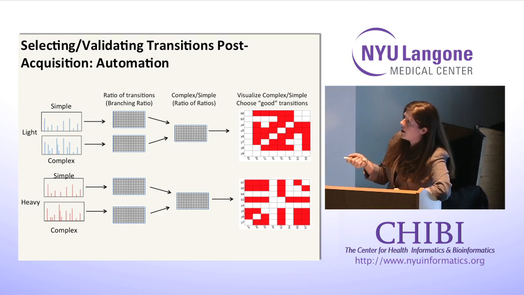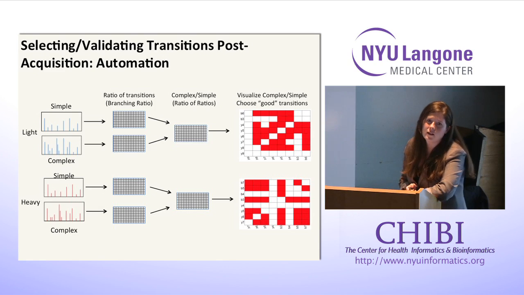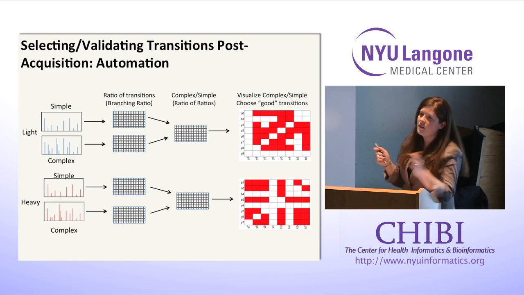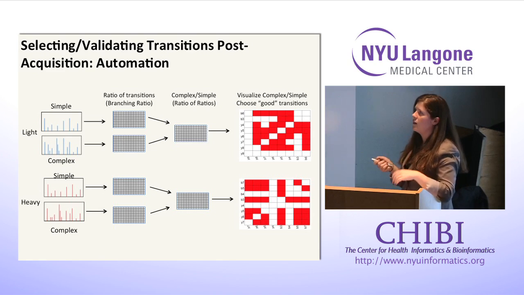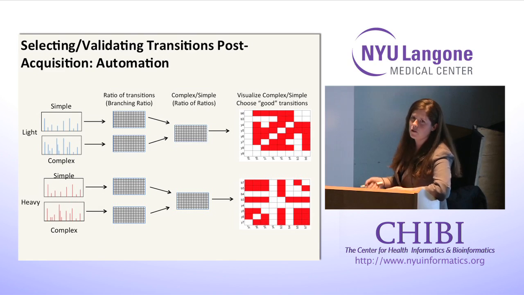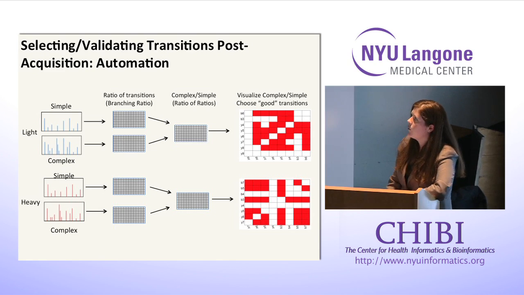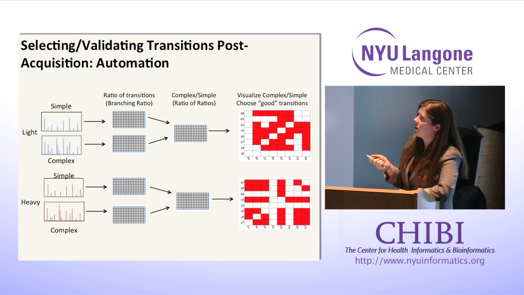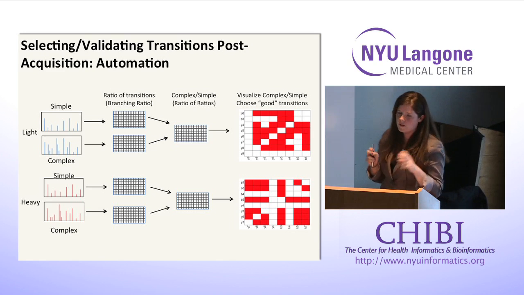So again, we have light and heavy, simple and complex for both. We make branching ratios for each of these spectra, and then do complex over simple. And then this is just a way of visualizing the data where anything that meets our threshold is in red, and anything that does not meet it is in white. So like for instance here, Y9 is all white. It clearly has some sort of interference. And we have an algorithm that then goes through and picks out the good transitions.